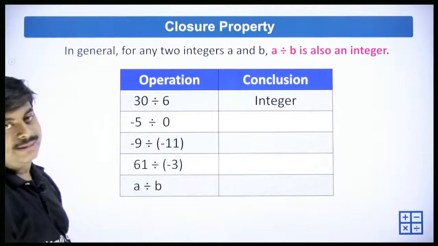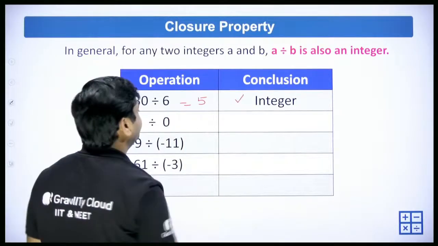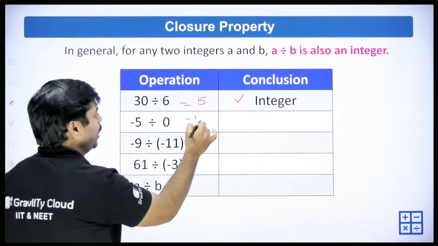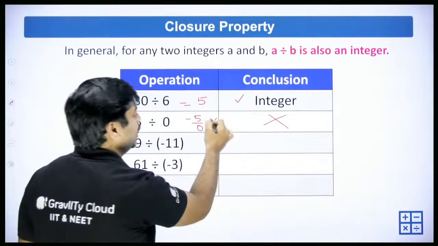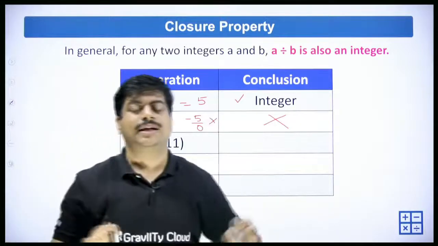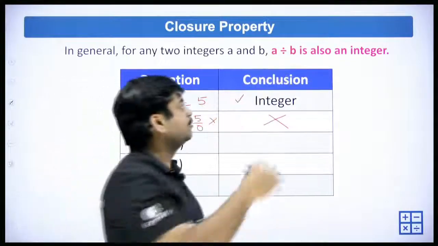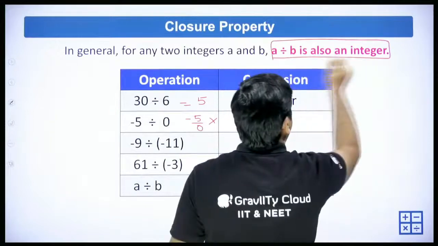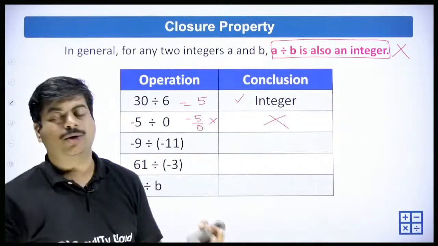30 divided by 6 is 5. Yes, it is an integer. Minus 5 is an integer, 0 is an integer, but minus 5 by 0 is undefined, it is not an integer. It is enough to say that this is wrong. A divided by B is also an integer is wrong. A divided by B may or may not be an integer. It's not always true.